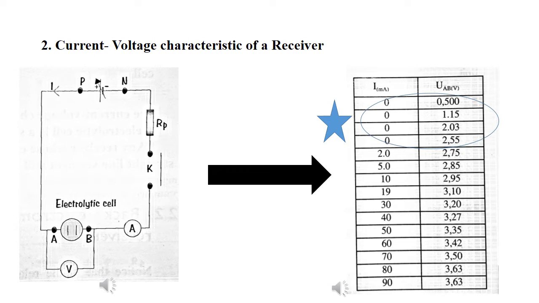We notice that the current remains zero as long as the voltage UAB is less than 2.6 volts. For example, when the voltage is 0.5, the current is zero. As we increase the voltage to 2.55, the current remains zero. And as the current increases, UAB also increases. When the voltage is greater than 2.6, or 2.75, here we notice that there is an increase in the current.